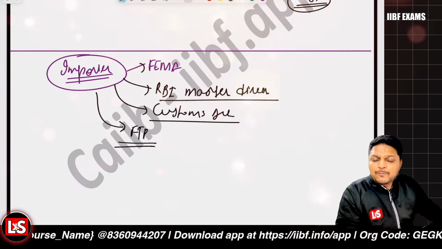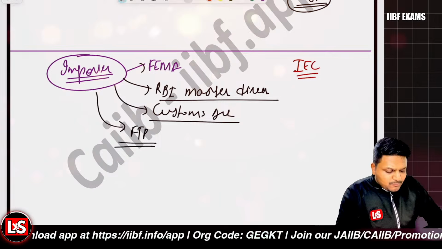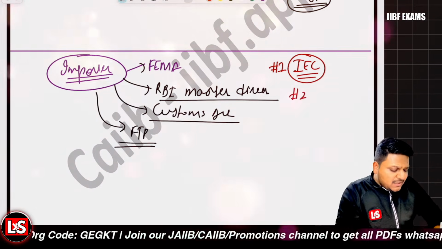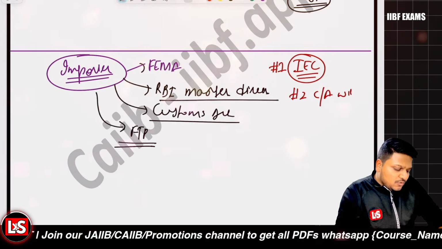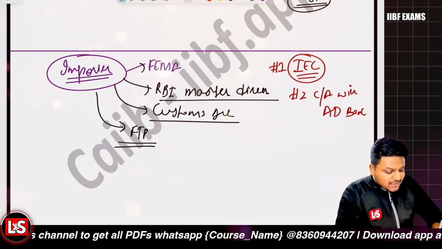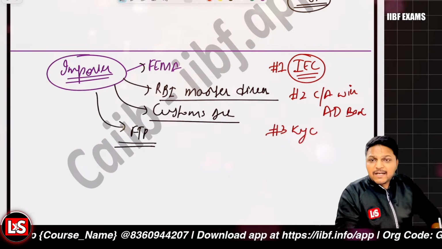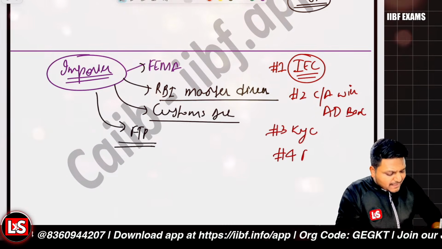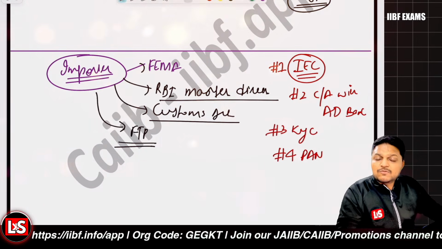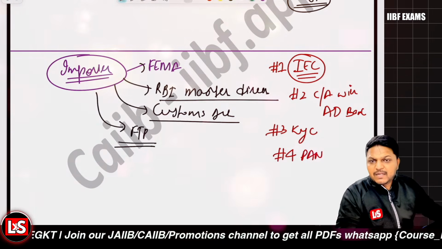So every importer must have the IEC code. The IEC number must be there with the importer. That's the very first thing which is required. And further, they are to open a current account with the authorized dealer bank. So a valid current account with the authorized dealer bank must be there, and they are to comply with the KYC norms, and they are to provide the permanent account number, meaning the PAN number must be available. So these are the guidelines for the importers. No remittance will be permitted if they do not have the IEC code with them. No import will be permitted in that scenario.